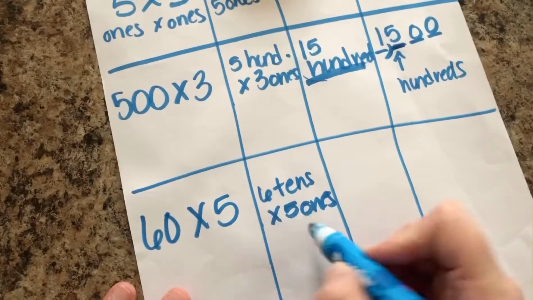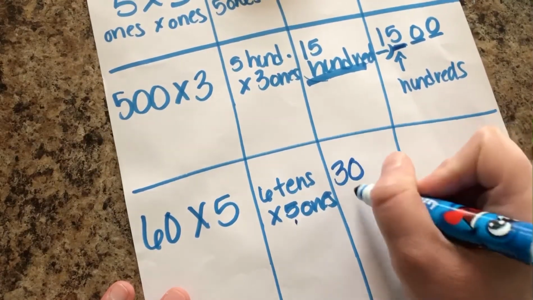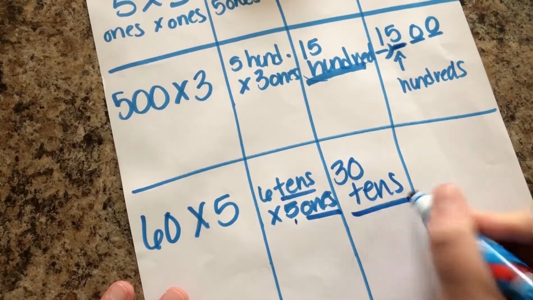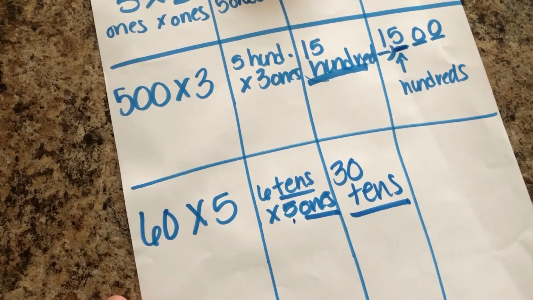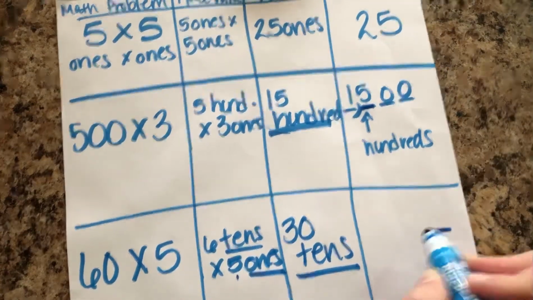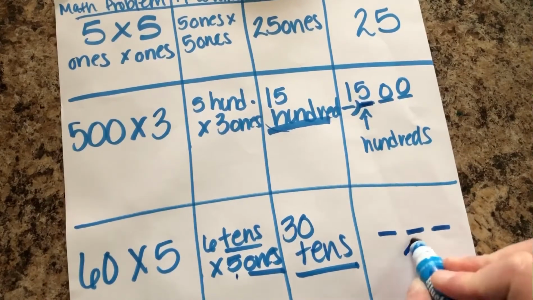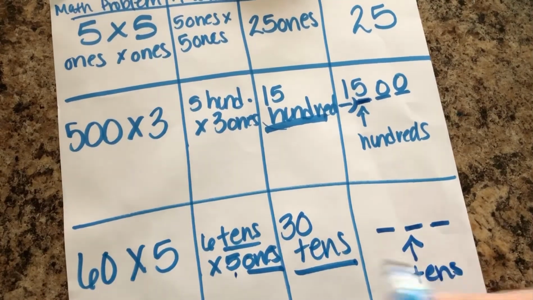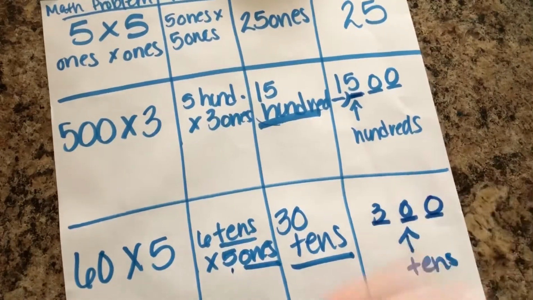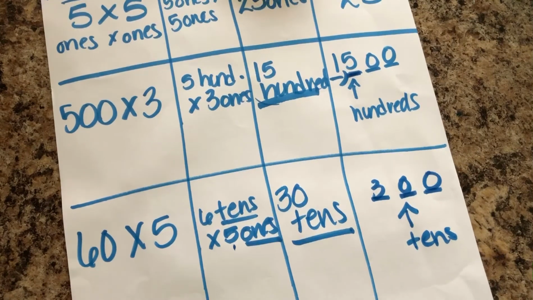So I know that 6 times 5 is 30 tens. Remember, anything times 1 is itself. So that would be 30 tens. Okay, remember how we did it up here. So I need the ones place, the tens place, and I'll probably need one more. So this is the tens place, right? So if I have 30 tens, I'm going to put that there. 30 tens, so I know that 30 tens is 300.